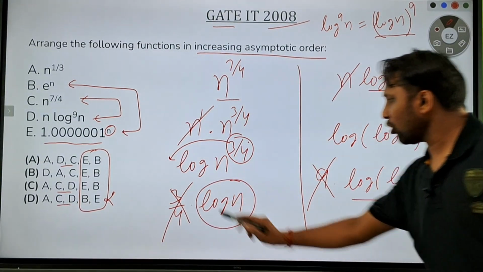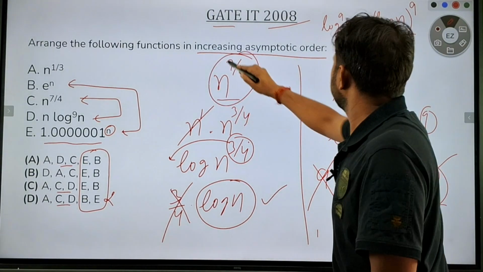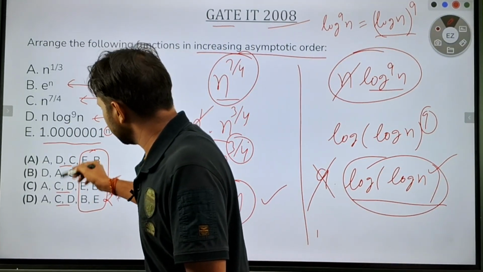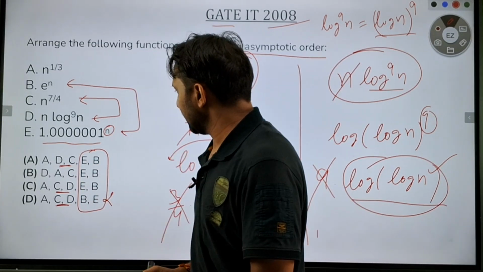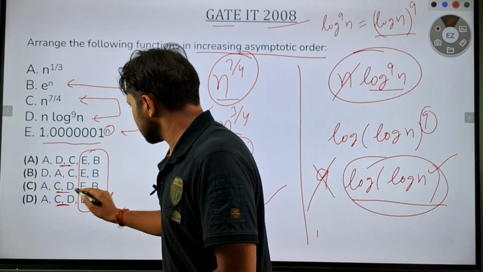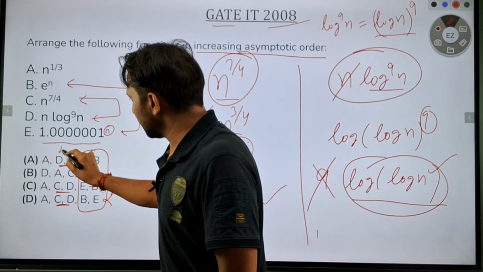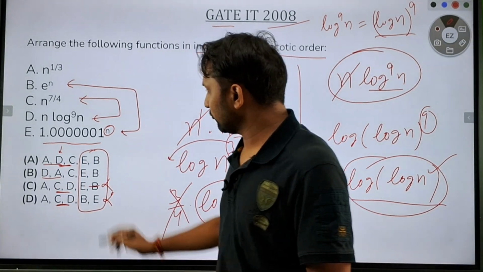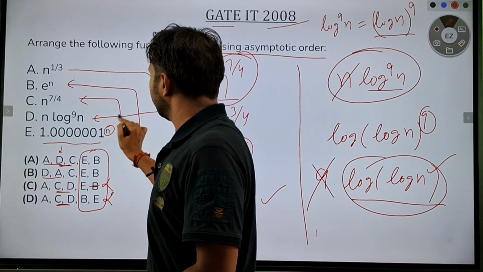So now you can compare log n and log of log n. We know log n is greater than log of log n. So this is greater, this is smaller. The smaller one is D, so D must come earlier. So these two options are gone actually. This is already gone, this is also gone. Now D will come earlier, but we still need to compare A and D. We have still two options.